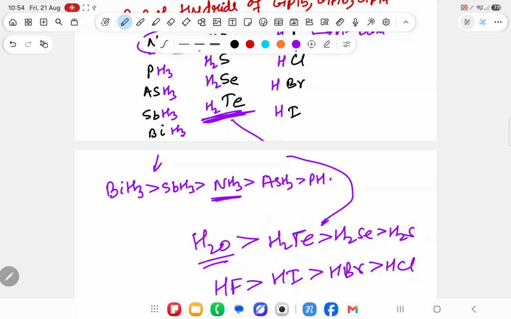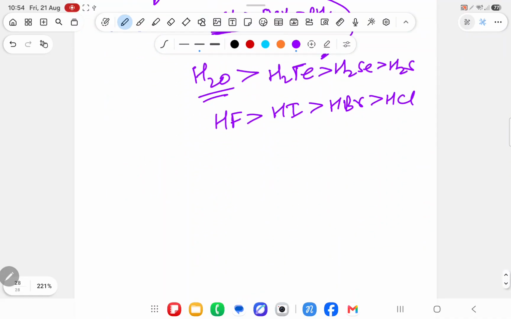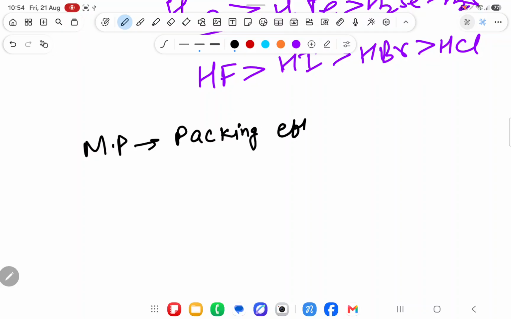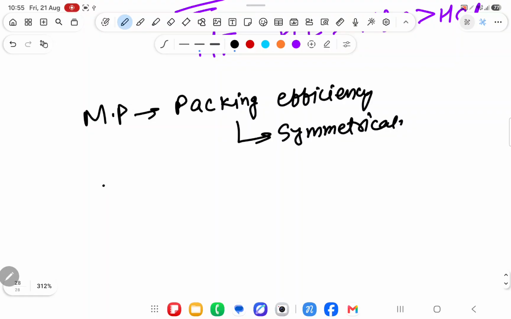Now the next part of the topic we have to know is the melting point. Melting point depends on packing efficiency. How much packed is the compound, that much is the melting point. And packing efficiency means symmetrical type. Over here, suppose I have given one question: trans alkene and cis alkene.